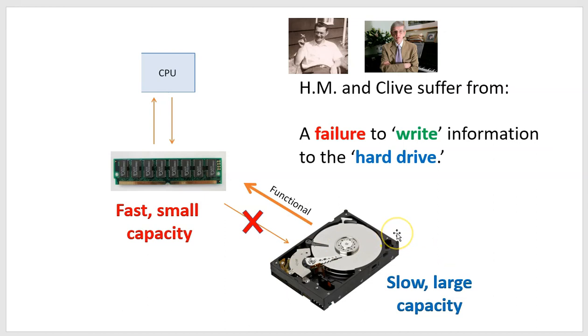So let's see what the memory disturbance looks like in the computer analogy. For both HM and Clive, their problem is that they have a failure to write information to the hard drive. They can read information from semantic memory, so they can access semantic memories loaded up into the working memory system, and that's what you need to do to have a conversation, but they can't write any new data to the hard drive. That critical memory function has been lost in both HM and Clive.